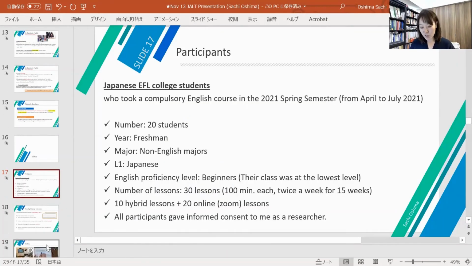Participants. 20 Japanese college freshman students participated in the study. No student majored in English at the university. The participants were selected by convenience sampling because I was a teacher for them. This university set 4 levels of this English course. Their course was the lowest level, and the students whose TOEIC score was below 400 or around 300 are assigned to this lowest level. All participants gave informed consent to me as a researcher.